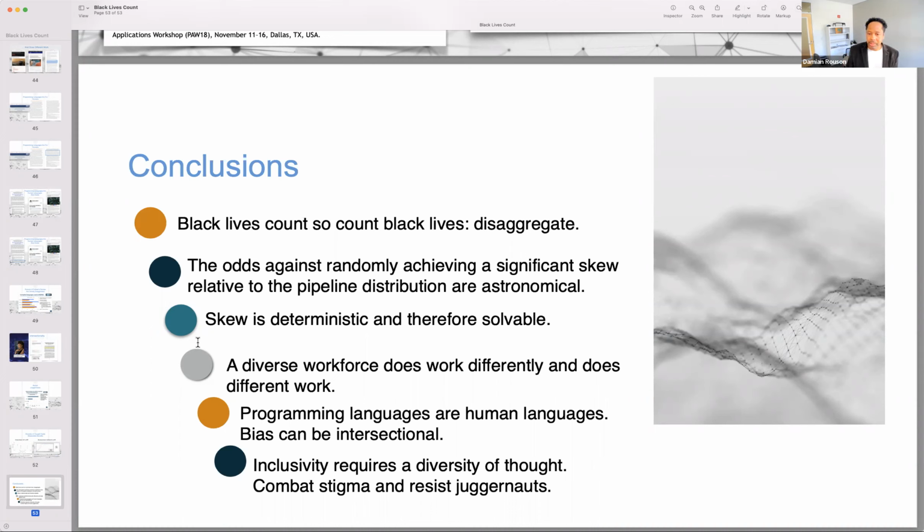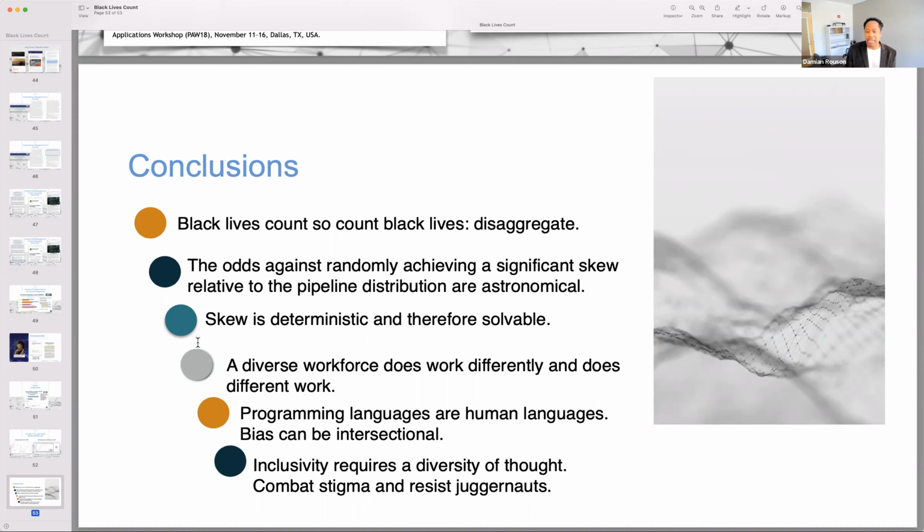A diverse workforce does work differently and does different work. Programming languages are human languages. The point I was making in that paper that I didn't go into in detail on the slide is that source code is written for humans. If the only target of source code was the computer, we'd all still be writing machine language or assembly language. We write it in something close to English so that other humans can read it, those other humans sometimes being our future selves.